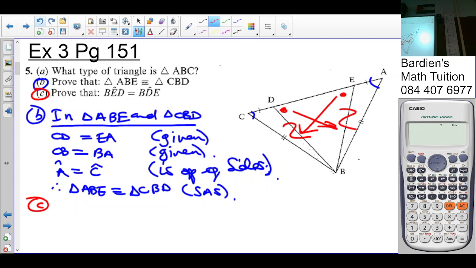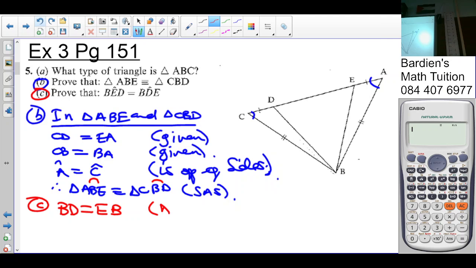So now, in pursuit of proving that those angles are equal, I'm going to show that BD is equal to EB. But that is the case. Why is BD equal to EB? Because the two triangles are congruent, yes.